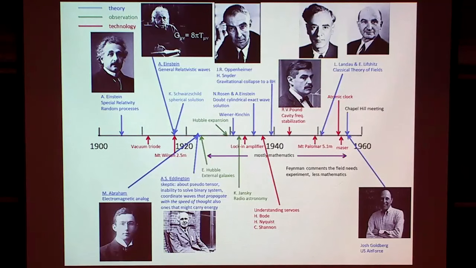But anyway, they had come to the conclusion. Nathan Rosen, in particular, had come to the conclusion, and had convinced Einstein, look, these waves were nonsense. Okay, and Einstein agreed with that for a while. And he oscillated about a lot of things.